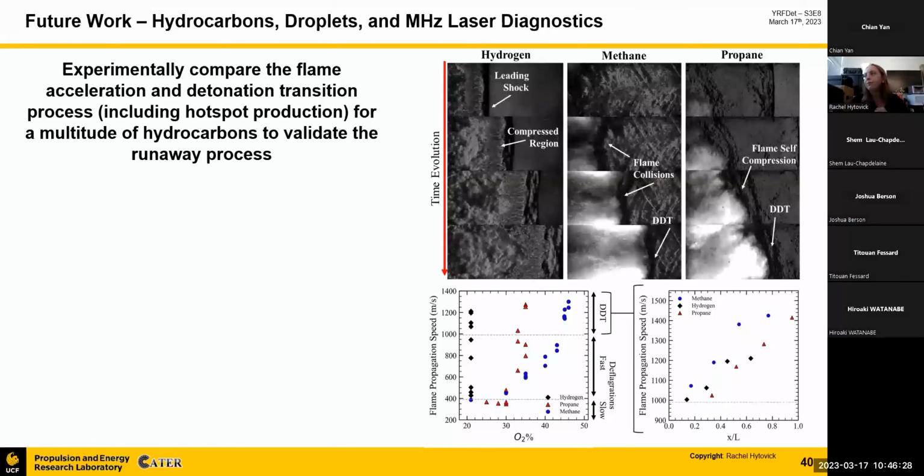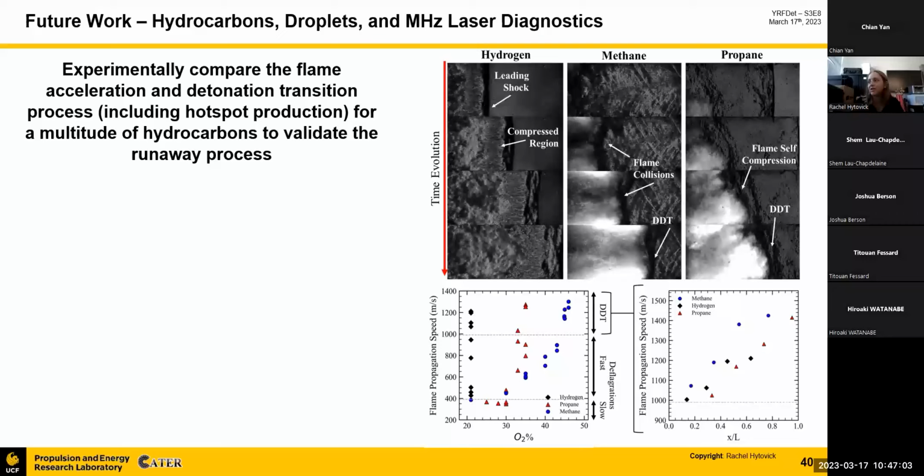And lastly, going on to future work. So this is kind of what we are currently working on and haven't really rounded out yet. We want to compare all the data we've taken with the hydrogen air flames with hydrocarbons in the same facility. So in this image, we are showing methane and propane, but we've also done ethylene. So we can get an idea of this runaway process and this CJ deflagration speed from various hydrocarbons, while also looking at detonation onset for these hydrocarbons using faster imaging.